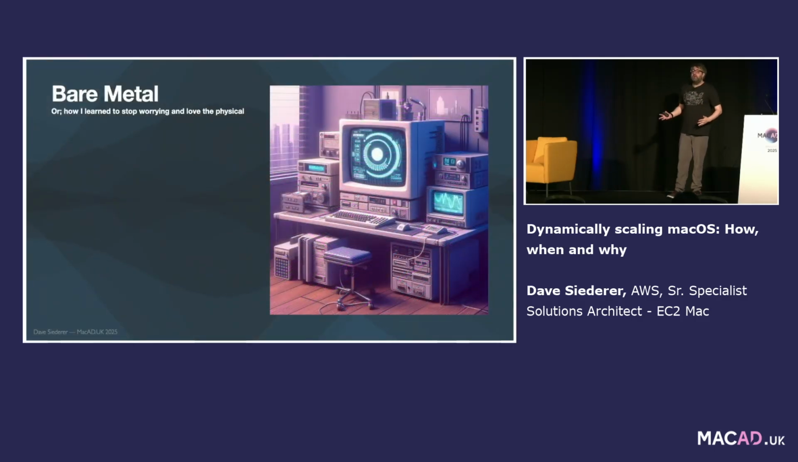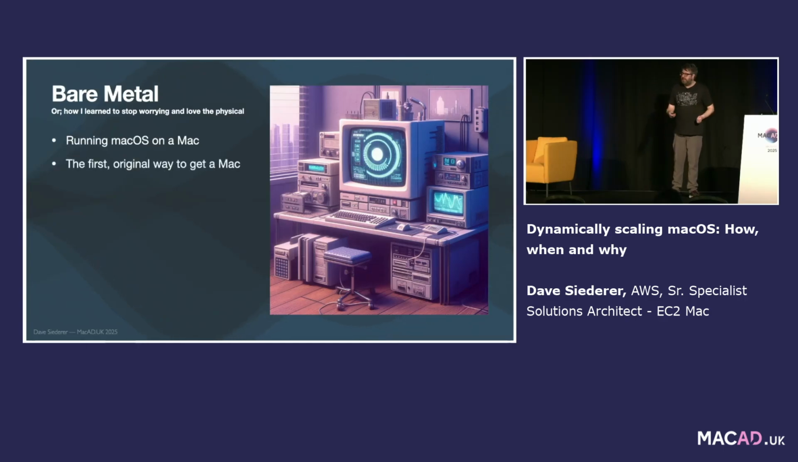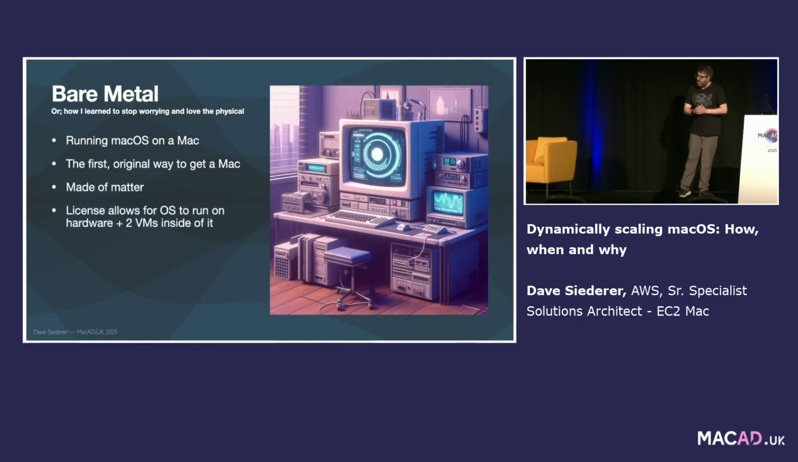Now going over basically what each kind of layer of abstraction is, and we're going to start with the basic, bare metal. It's a Mac. It's running macOS on a Mac. It's probably the Mac that you have. It's the oldest original way to get a Mac. They're made of matter, and the license allows for your OS to run on hardware, that Mac hardware, specifically Apple hardware, and 2 VMs on top of that.